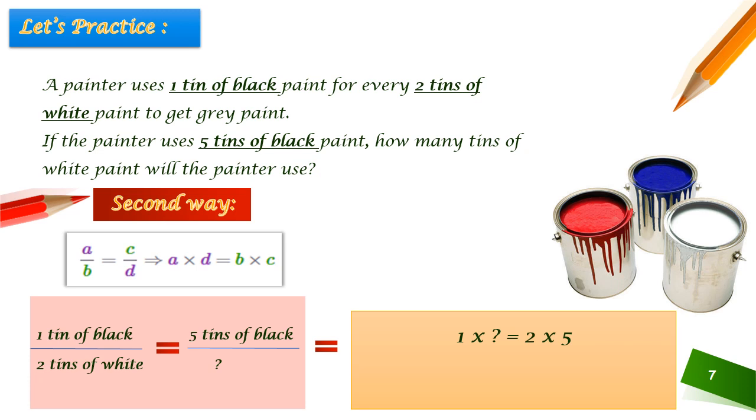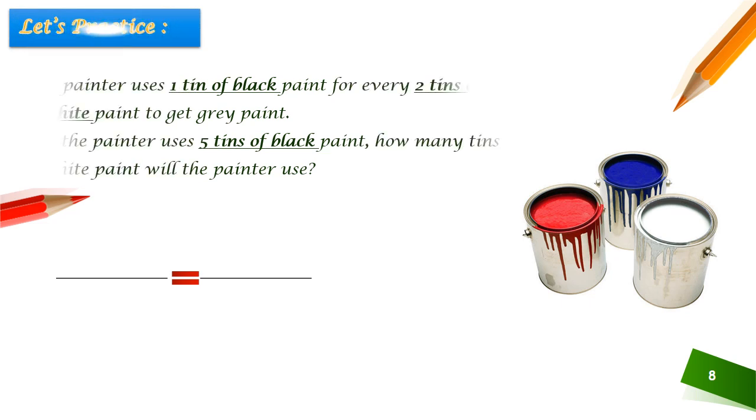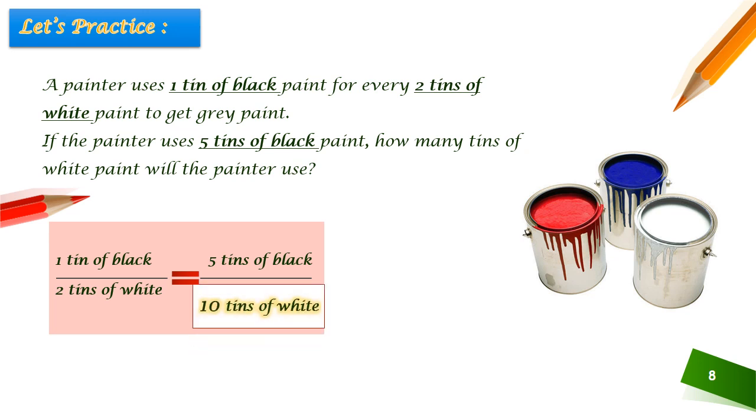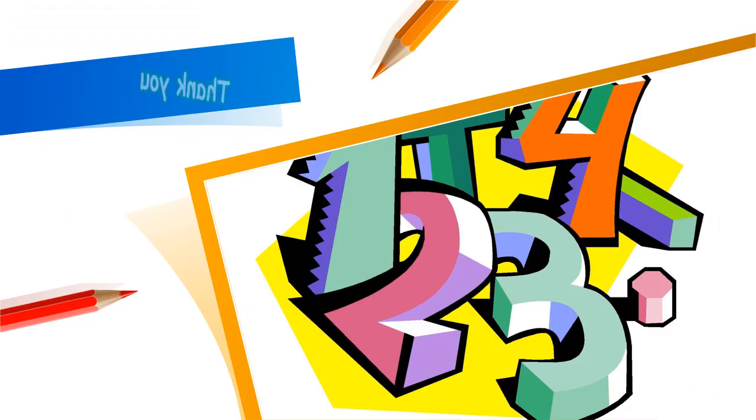So 1 times unknown is equal to 2 times 5. So 1 times unknown number is equal to 10. Last step, we are going to do division. 10 divided by 1 and the answer will be 10. So for the 5 tins of black paint, the painter is going to use 10 tins of white paint to make the gray paint. Hope you understand the proportion.